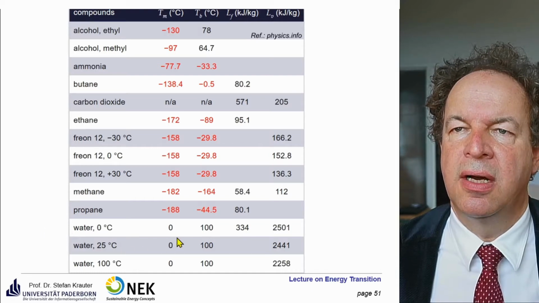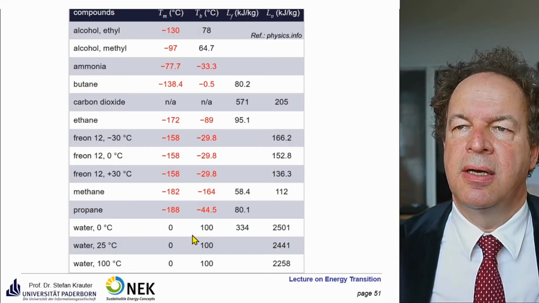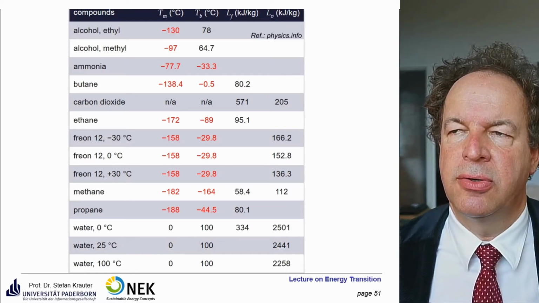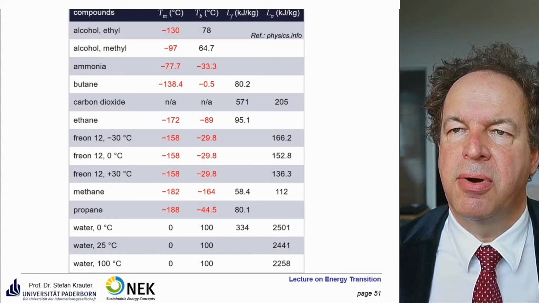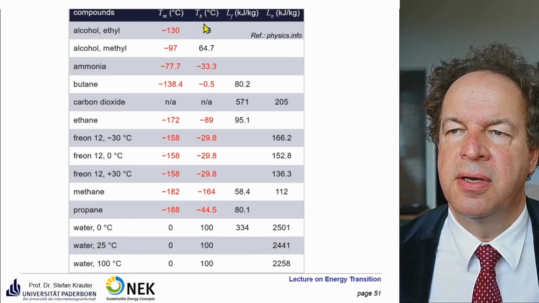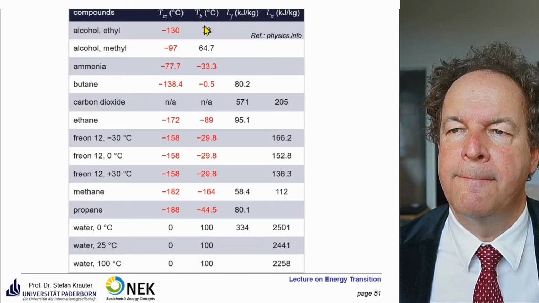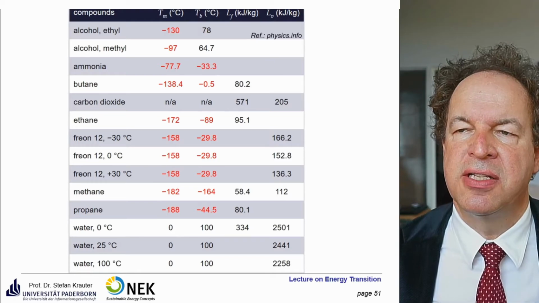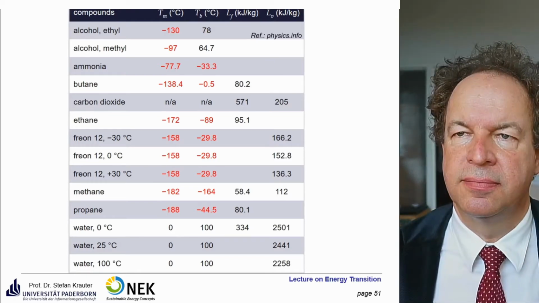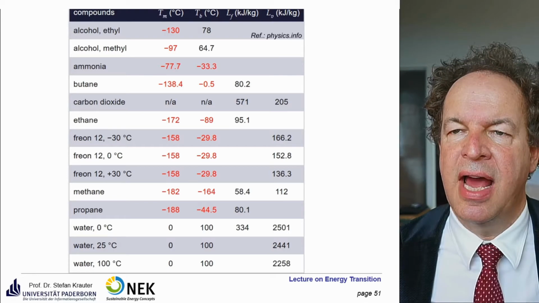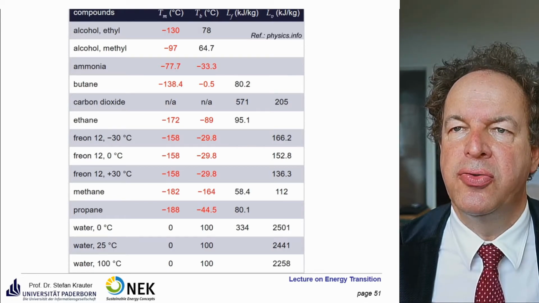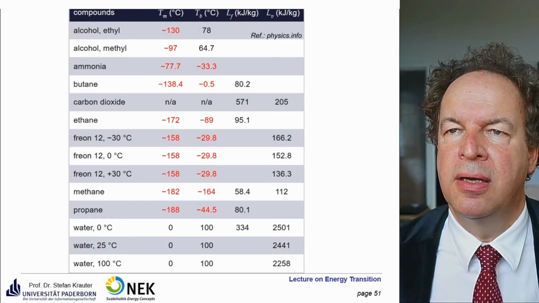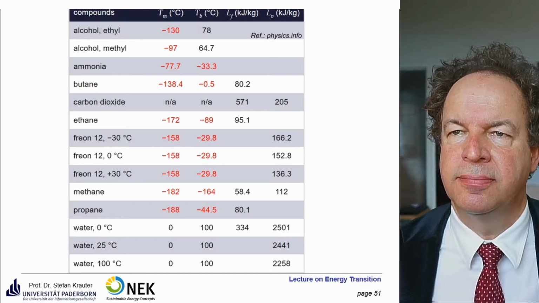You see water here, and the second line is, how do you call it, the second part here is the phase change from liquid into vapor, and the first is from the solid state into the liquid state. And here the L is the equivalent energy needed to do that in kilojoule per kilogram. It's the same as joule per gram.